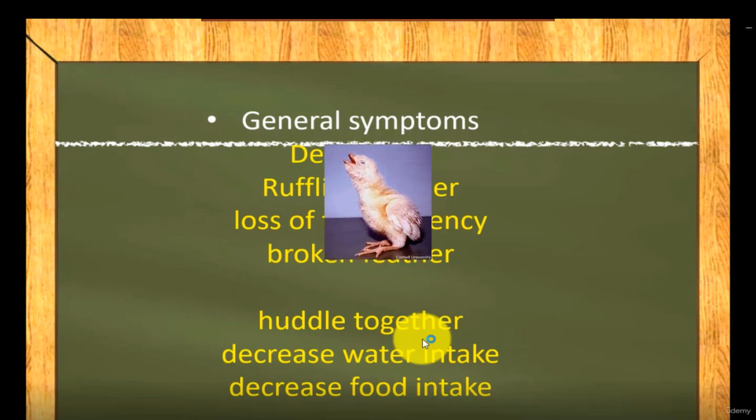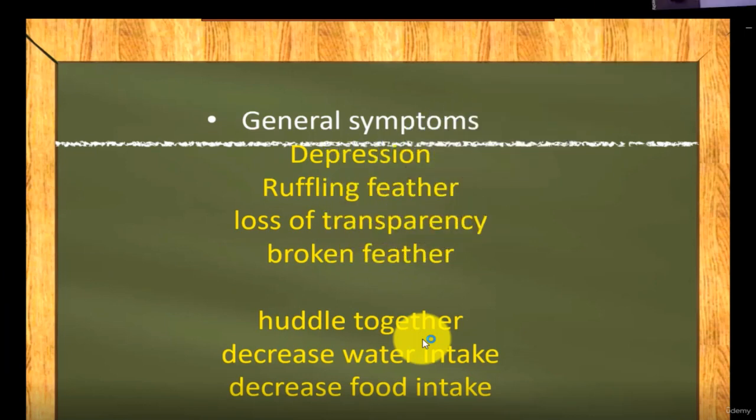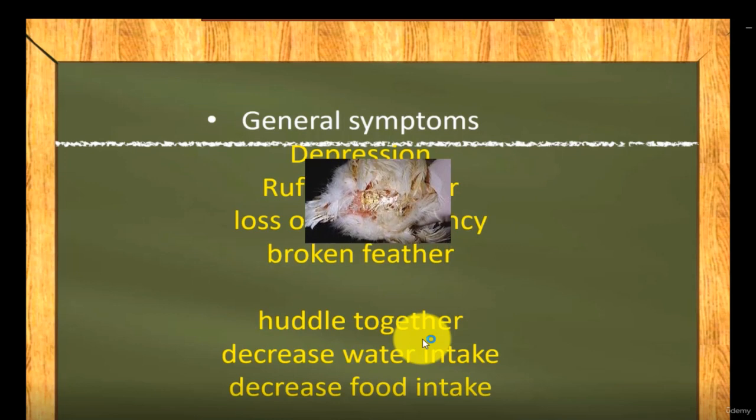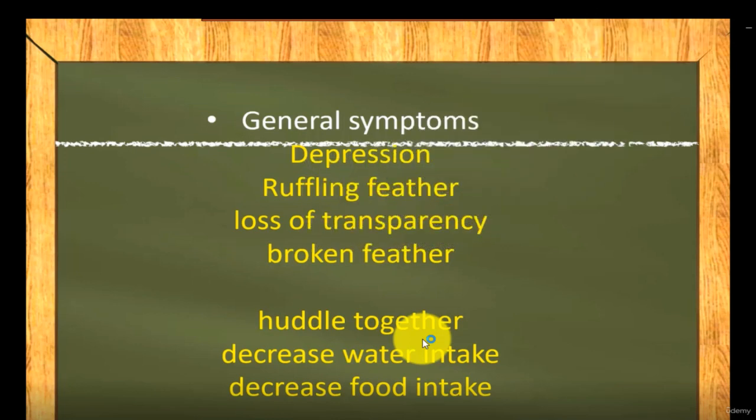Also, the appearance is very important and guides you: loss of transparency, broken feathers, huddling together, decreased water intake, decreased food intake, drop in egg production. All these symptoms are general, but we concentrate on specific symptoms. Gasping indicates a problem in the respiratory system. Diarrhea indicates a problem in the digestive system. Nervous signs indicate a problem in the nervous system.